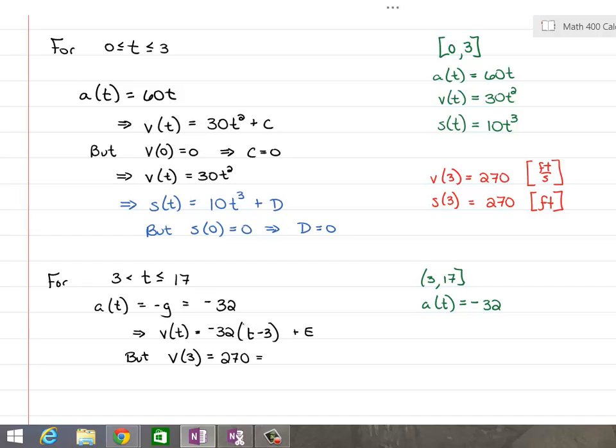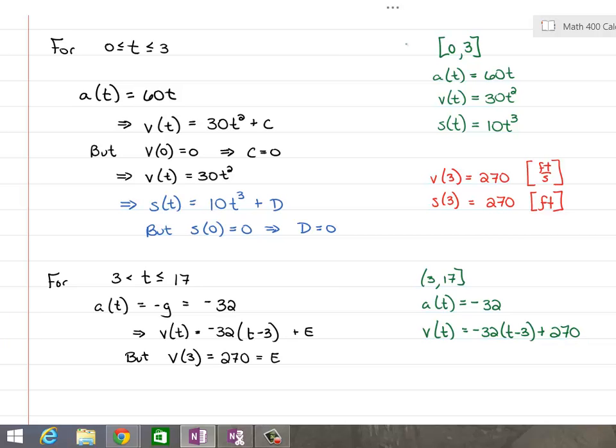The derivative of the constant's gone, and the derivative of negative 32 times (t minus 3) is literally just negative 32. So this is an antiderivative. It's just time shifted, and what's nice about that is when I plug in 3 for t, this entire statement, negative 32 times (t minus 3), will disappear. So this just means that e will be 270. That's actually going to be kind of nice here, so I'll go ahead and fill that in. The velocity at time t is going to be negative 32(t minus 3) plus 270.